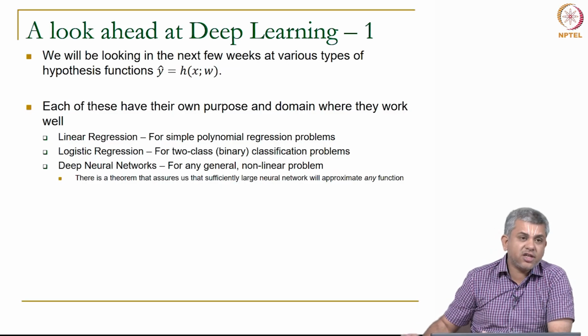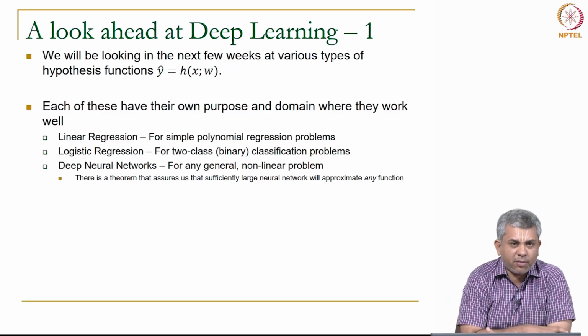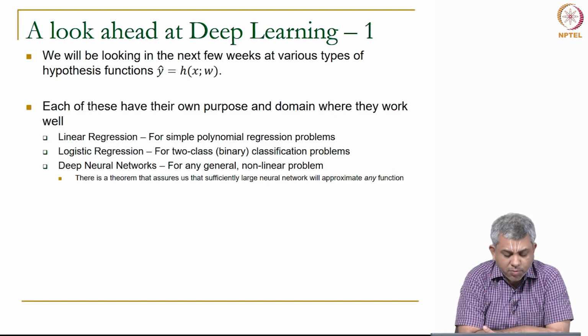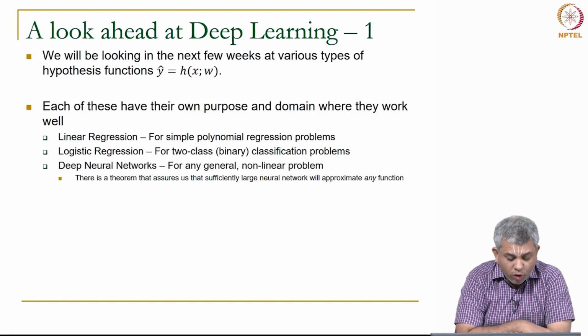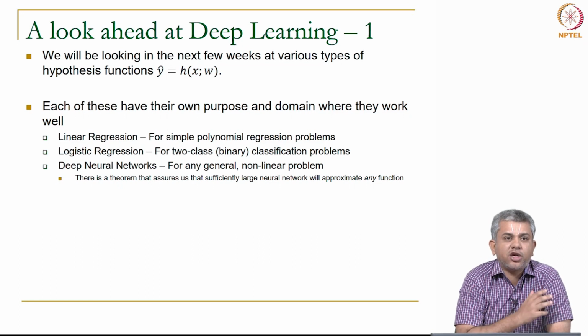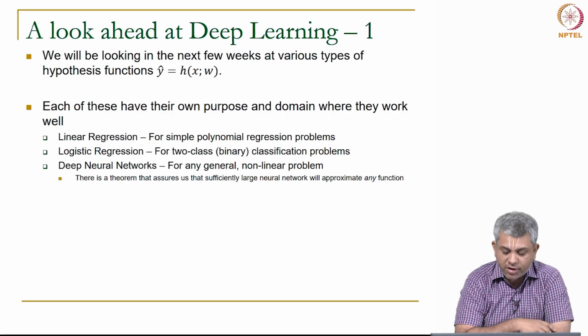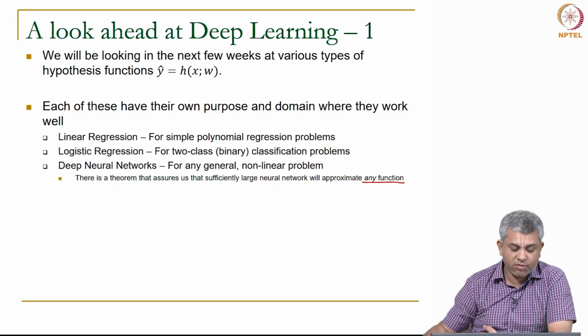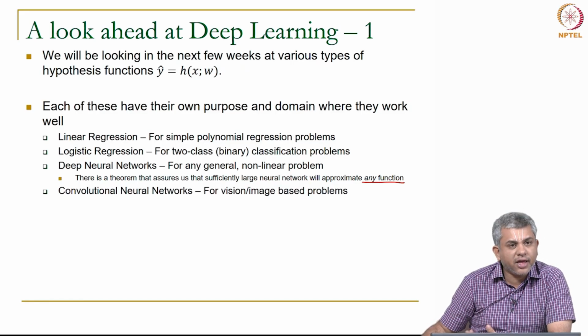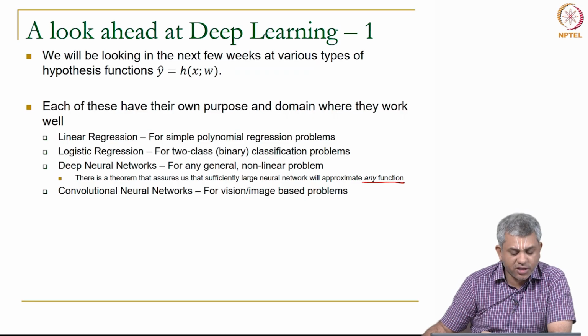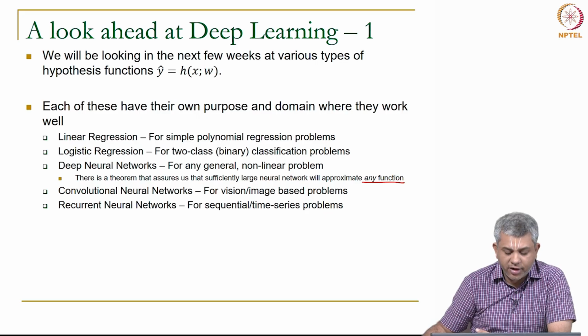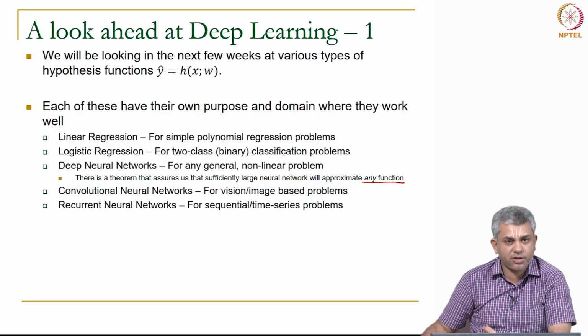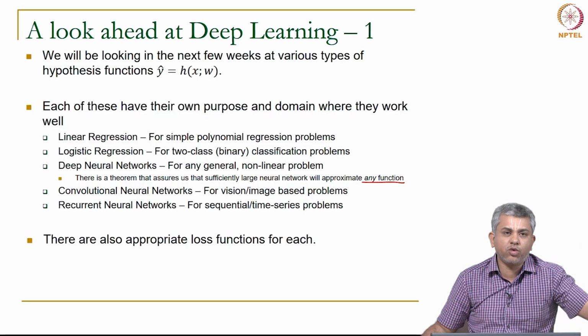The reason why deep neural networks work, and probably why many people are in this particular course, is that we know that any function can be approximated by a deep neural network, or even by a reasonably shallow neural network. It will approximate any function at all. We will look at this next week. Then there are CNNs, which will be weeks 6 and 7 of this course, for vision-based problems. Then you have recurrent neural networks for time series and sequential problems. All these are, like I said, different tools in your toolbox.